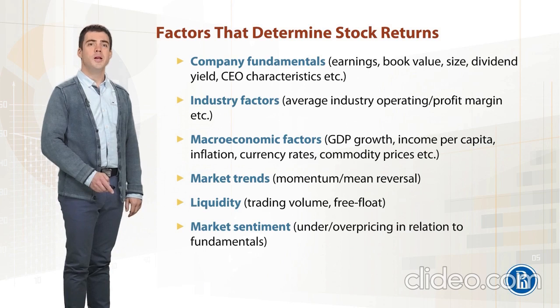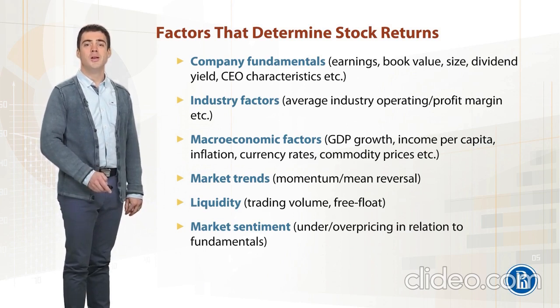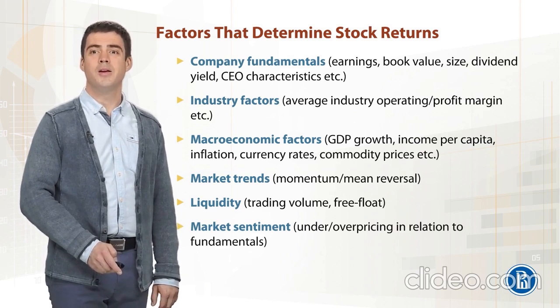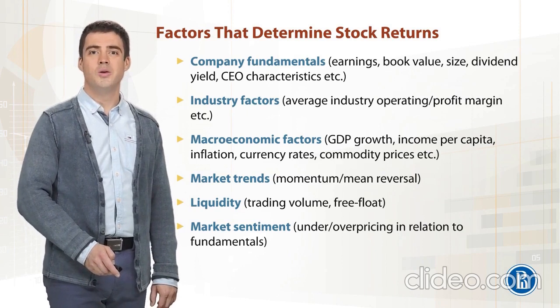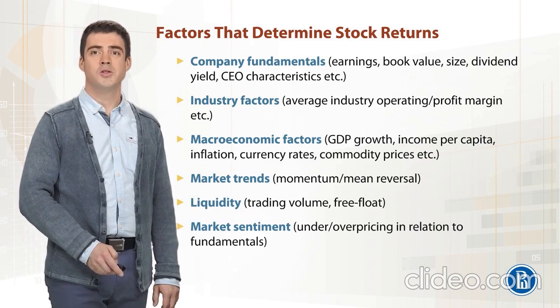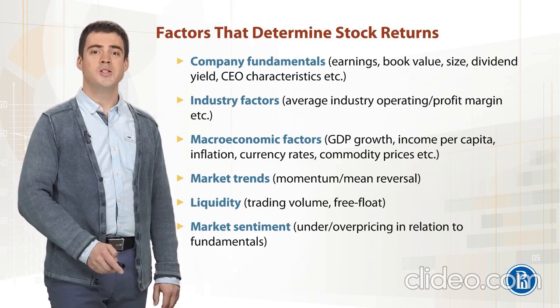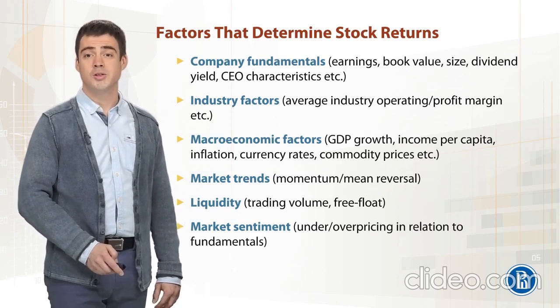We also need to account for macroeconomic factors, especially when we compare companies from different countries and regions. So we need to account for such factors like GDP growth, income per capita, inflation, as well as currency rates and commodity prices in order to make a more accurate estimation of stock returns. So these are also the factors we need to control for in our regressions.